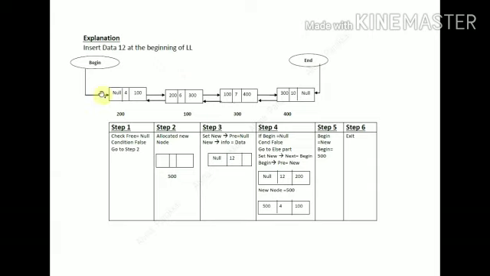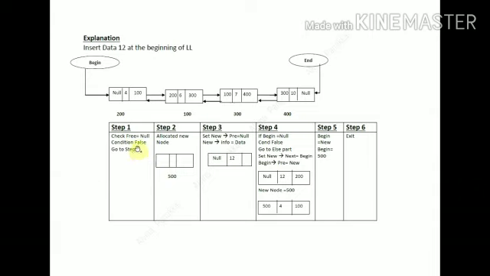Okay, now we are going to see it step by step. In the first step, we are checking whether a free node is available or not. We are taking the assumption that a free node is available. Under that assumption, we are moving to step 2.